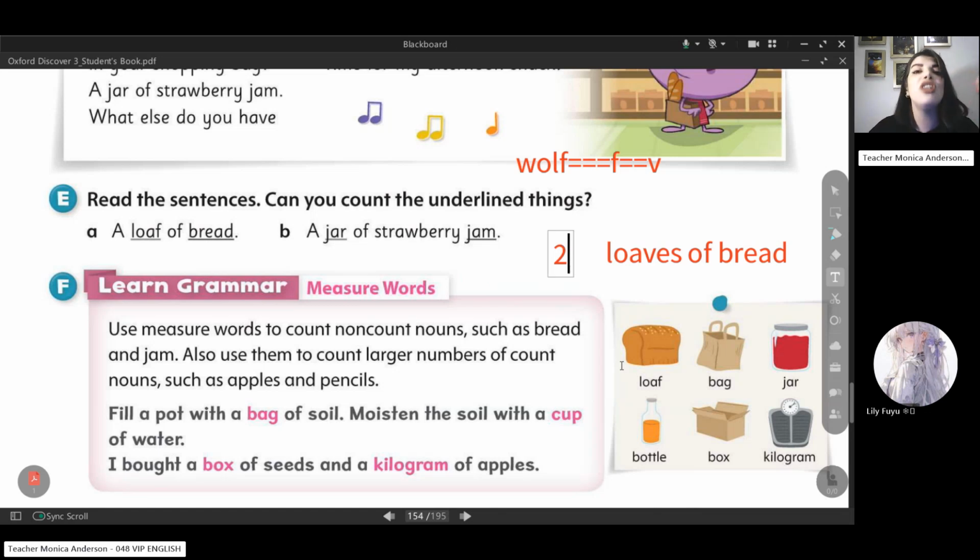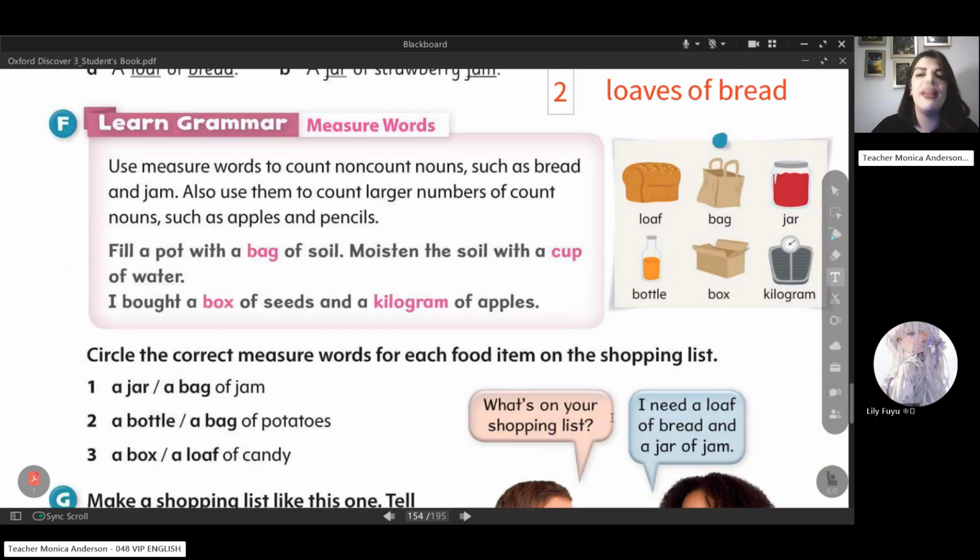And we have a jar, as you can see, this one. One jar of jam. It can be strawberry jam or any other one. Bottle of water. Please give me a bottle of water. And box. For example, box of seeds. And one kilogram of something. Okay, so it can be anything.